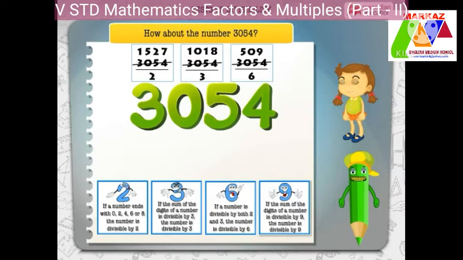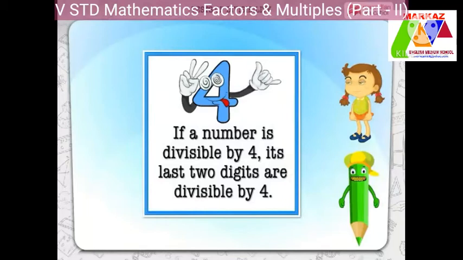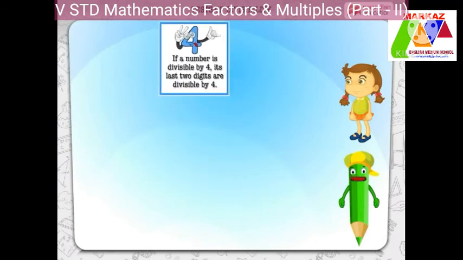Now we can move on to the other divisibility tricks. If a number is divisible by 4, its last 2 digits are divisible by 4. Let's see if you got that.